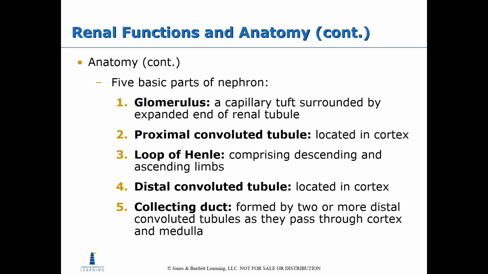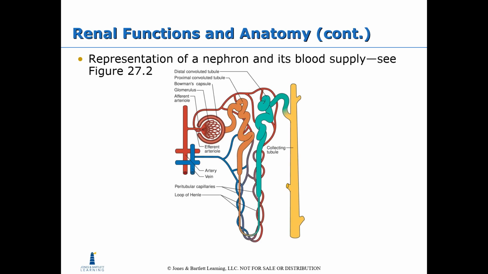When we talk about the basic parts of a nephron, first we have the glomerulus. The glomerulus is a capillary tuft that's surrounded by an expanded end of a renal tubule. Here's a picture that I'm going to keep referencing, but we have the afferent blood vessel. Afferent with an A goes into the nephron, and this is going to be the glomerulus here. The glomerulus is a ball of capillaries.